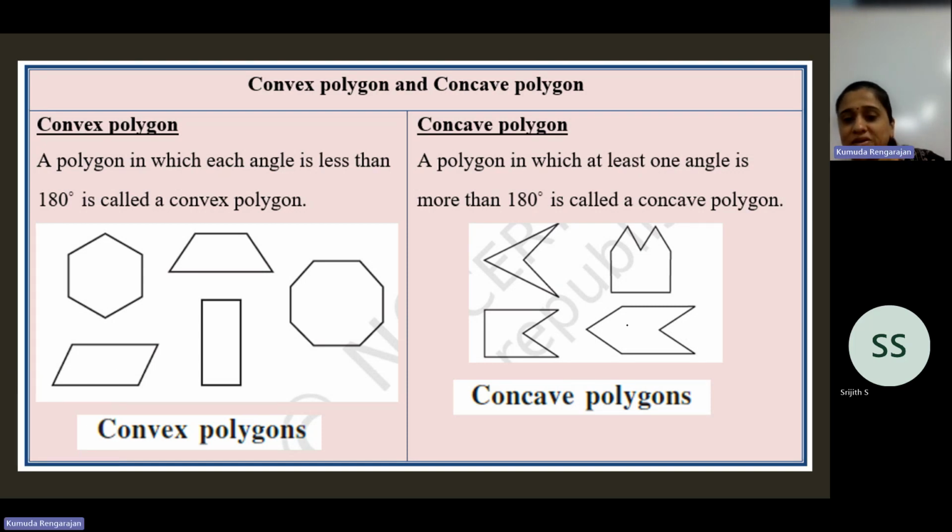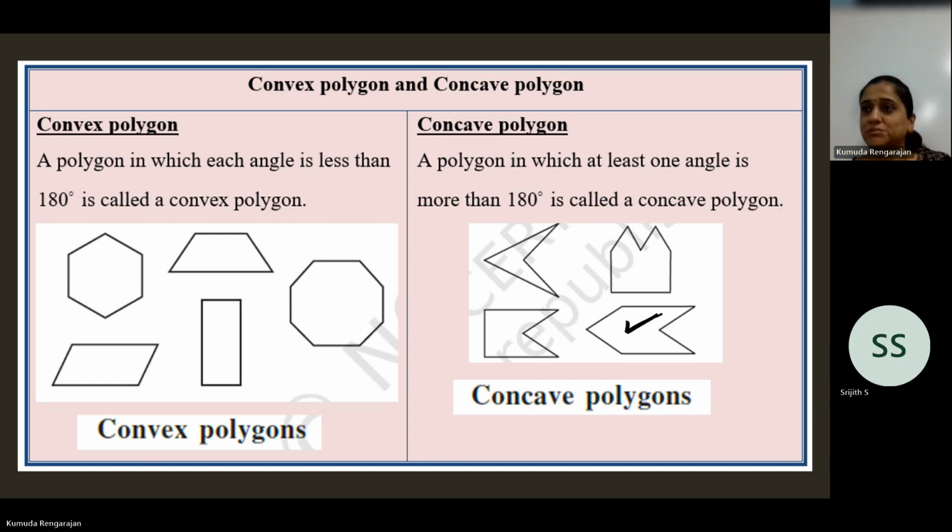Now, Navneet, give a special name to this polygon. All of you have the answer ready? Srijit, have the answer ready? I'll ask you. Give a special name to this polygon. Hexagon, ma'am. Hexagon, correct. It's a hexagon. It's a concave hexagon. It's not a convex hexagon. All right.